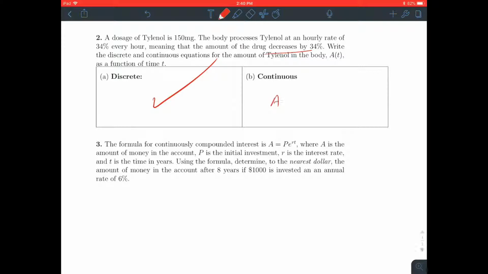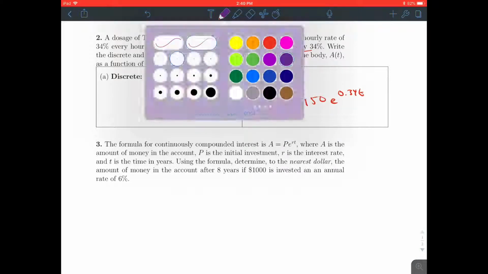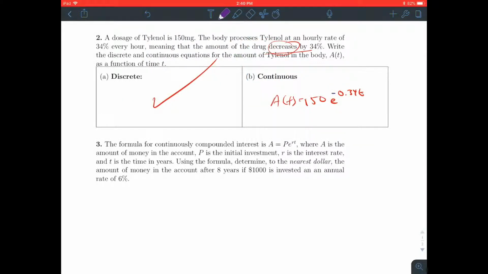The continuous part is A of t equals P e to the rt, but there's a mistake here. That's incorrect. It's decreasing by 34%. So we have to make sure that our rate is negative in the exponent.